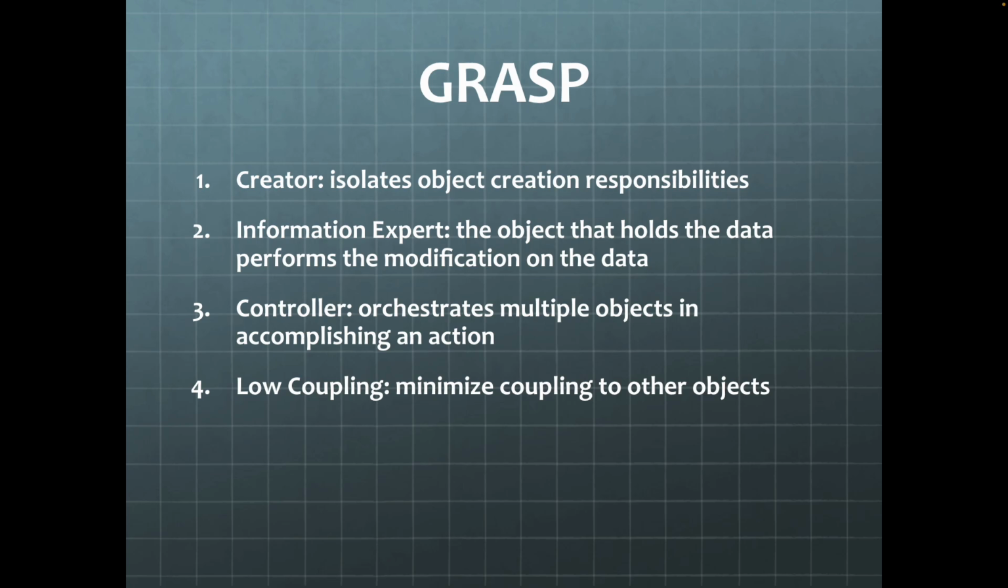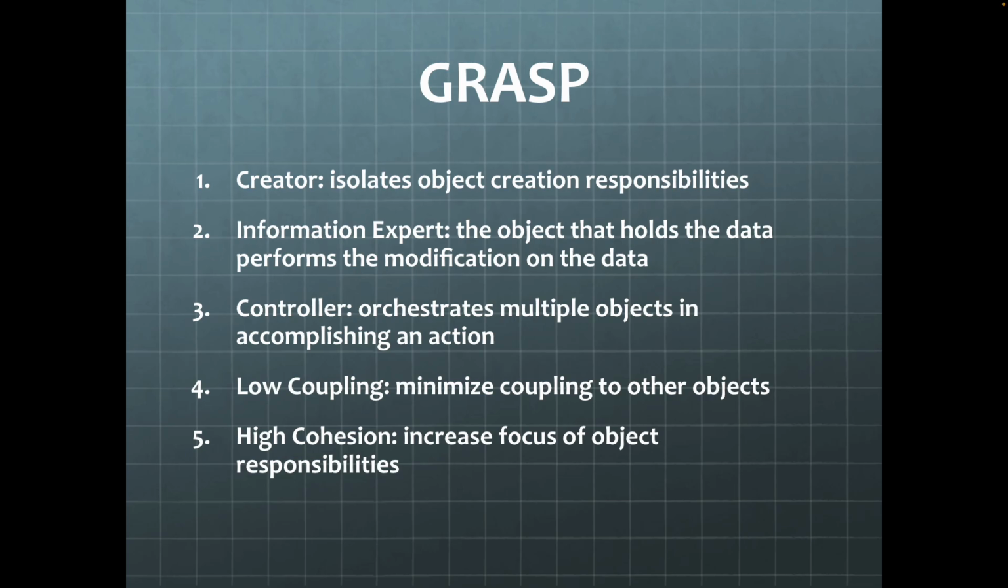So again, nothing is set in stone. For every problem you have, you need to think about those different patterns at the same time to figure out the best solution. The next one is high cohesion. So low coupling and high cohesion are famous as like general principles for object-oriented programming. Usually you want objects to be highly cohesive, meaning they're focused on object responsibilities.